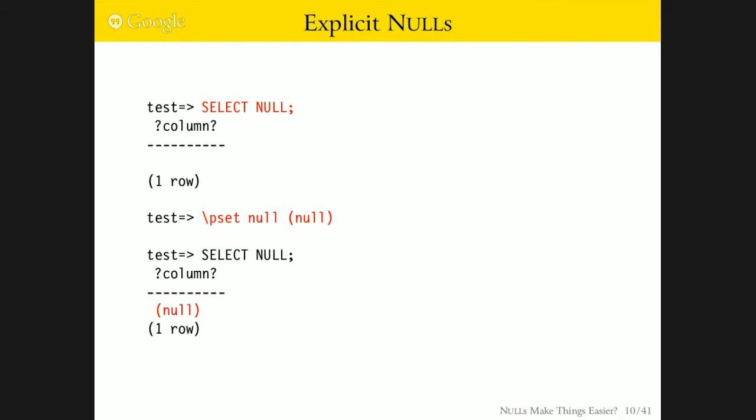Let's start with a very simple case here, explicit nulls. Again, this is all going to be Postgres based, and again, keep your eye on the red text.